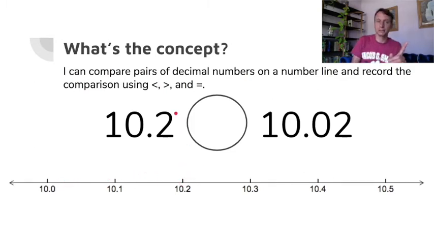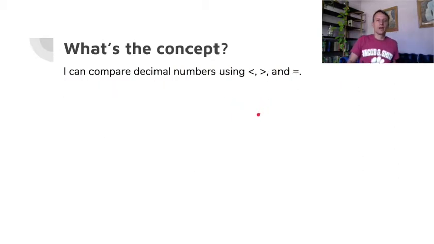And again, related to money, this would be $10.20, $10.02. $10.20 is obviously greater than. Very good. All right, we got one more set here. You ready? Breathe. All right, let's do it.